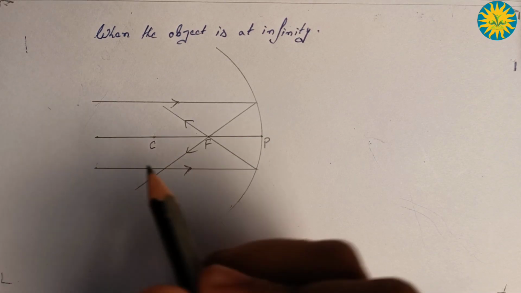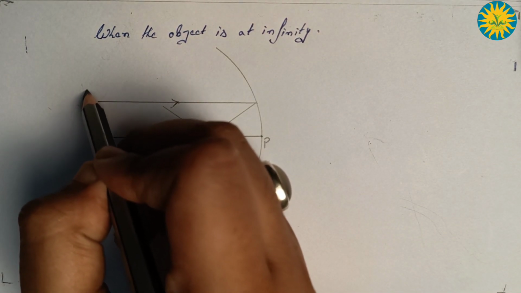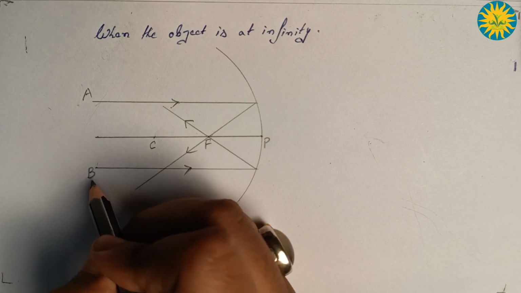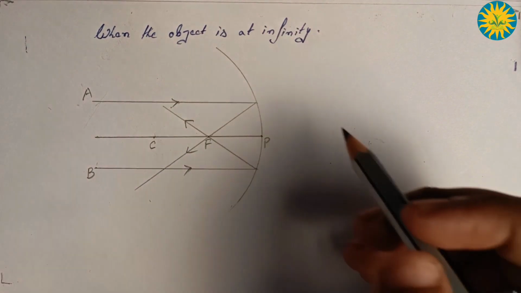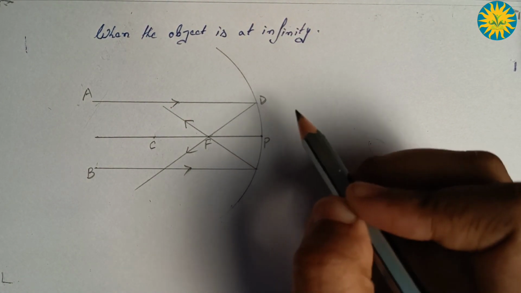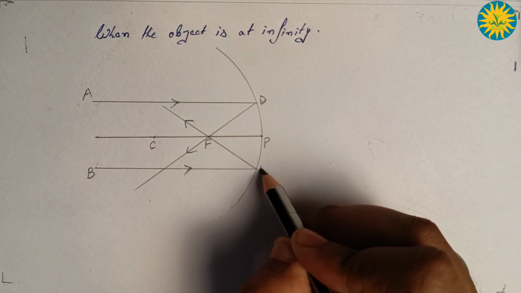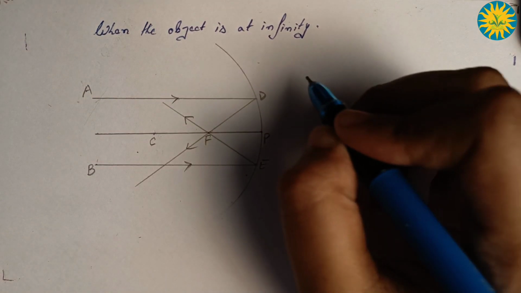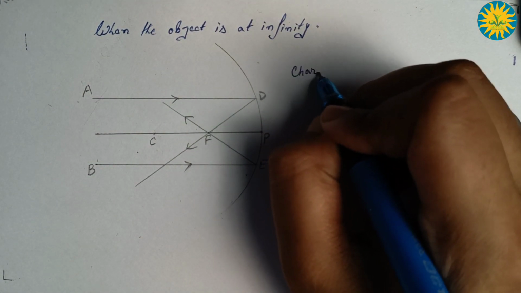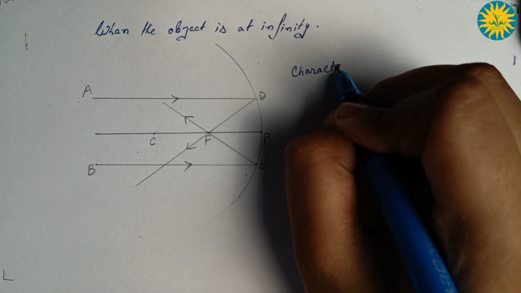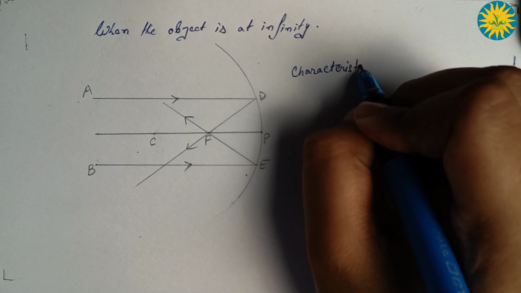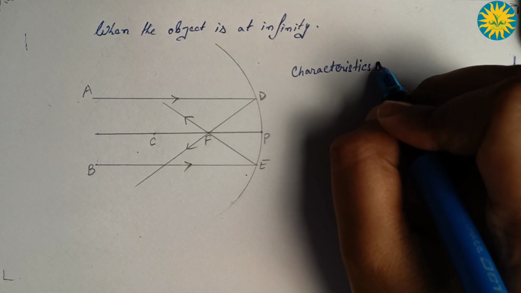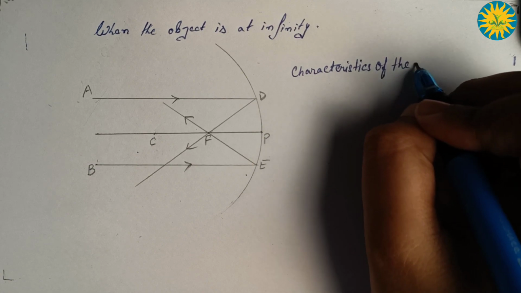Now we are naming the incident rays. AD is one incident ray and BE is the other incident ray. So this is all about the ray diagram for the object at infinity. Now we will be discussing the characteristics of the image formed by this concave mirror when the object is at infinity.